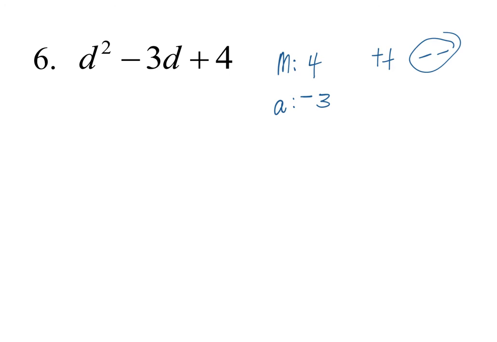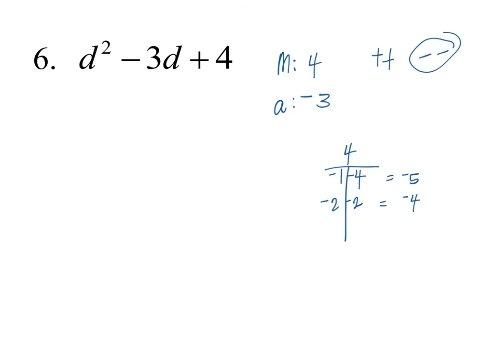So let's write the factors of 4 really quickly. You got 1 and 4 and 2 and 2. And we found out that both signs have to be negative. Well, negative 1 and negative 4 add to give me negative 5. Negative 2 and negative 2 add to give me negative 4, but that's not what I needed. I needed negative 3.